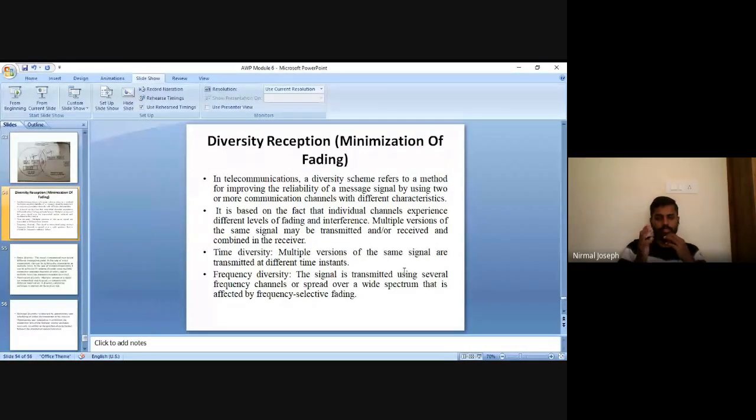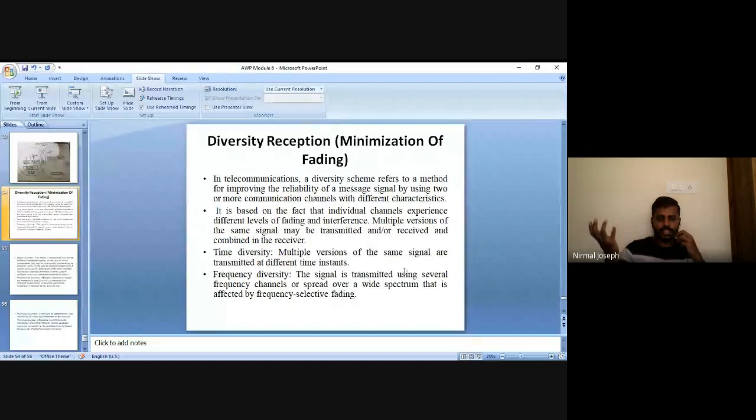There are 4 different types. First one is time diversity. Our basic idea is to transmit multiple versions of the same signal. So time diversity means multiple versions of the same signal are transmitted at different times. Our idea is to transmit multiple versions of the same signal, so time diversity means they will be transmitted at different time intervals.